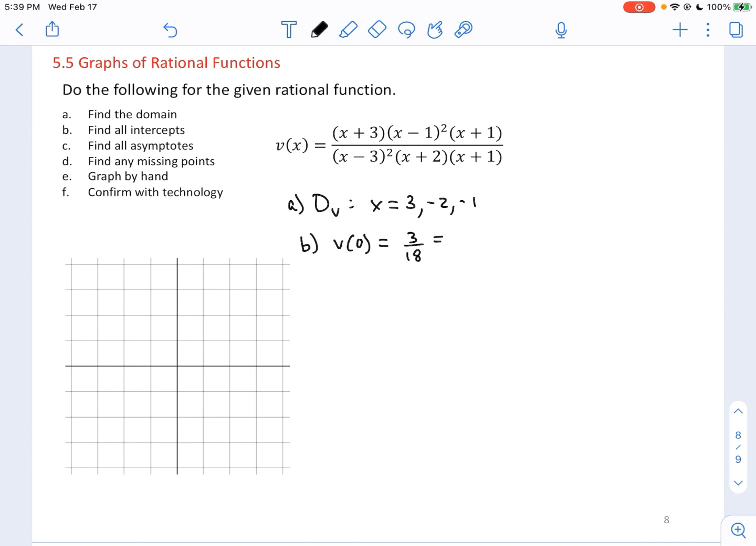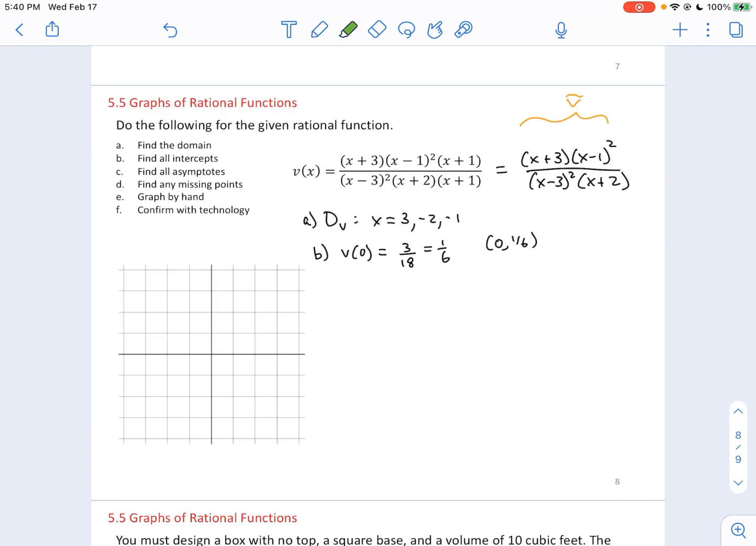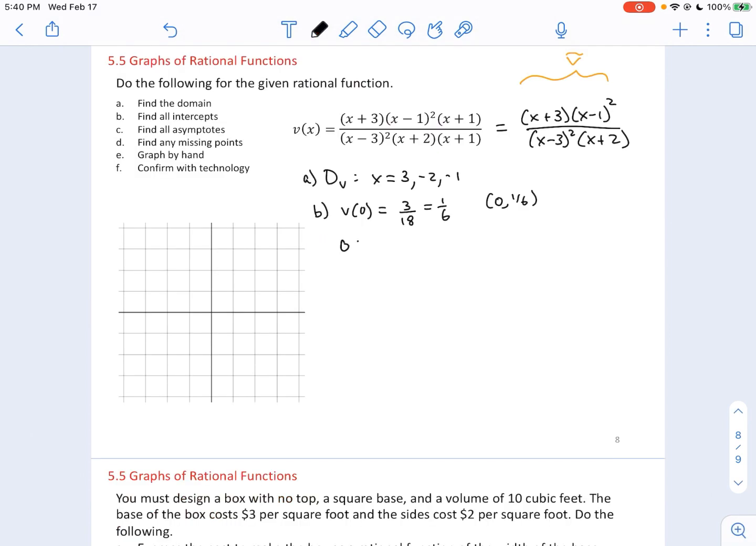And 3/18 is the same as 1/6. Well, notice we do have a cancellation of x plus 1 over x plus 1, so we do get to simplify this to v tilde. Set that numerator equal to 0 and solve for x. So we say 0 is equal to x plus 3 times x minus 1 squared. That gives me two answers, 1 and -3.